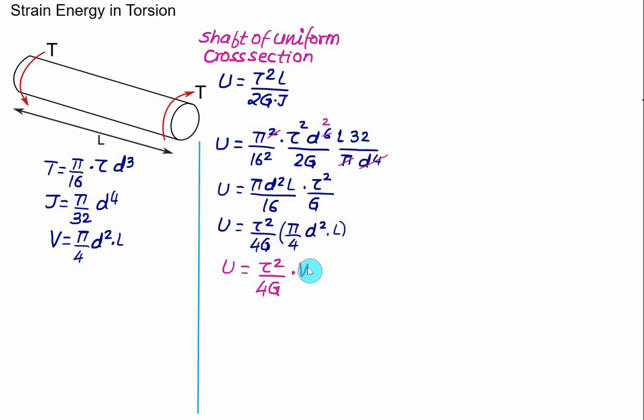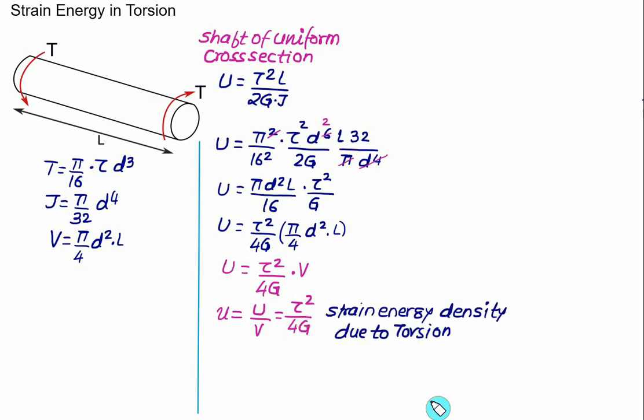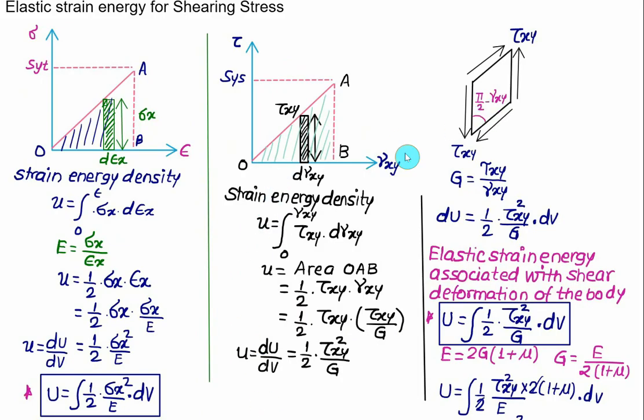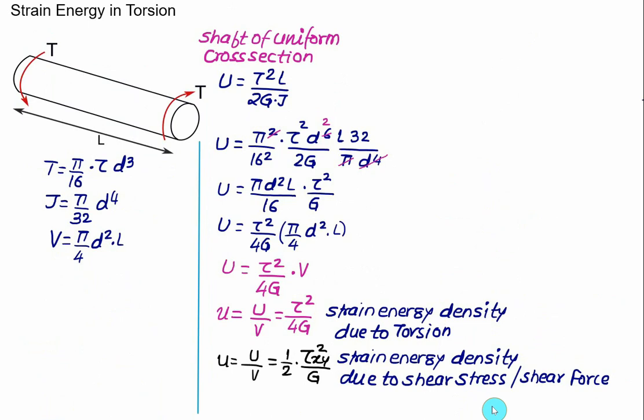multiplied by volume V. So the strain energy density in the case of torsion is U divided by V, equal to tau square divided by 4 times G. So in the case of torsion, the strain energy density is given as tau square divided by 4 times G. And in the case of shear stress, we have strain energy density U equal to 1 by 2 tau xy square divided by G. And in the case of the strain energy density due to the shear stress or shear force, it is given as tau xy square divided by 2 times G, and in torsion it will be tau square divided by 4G.